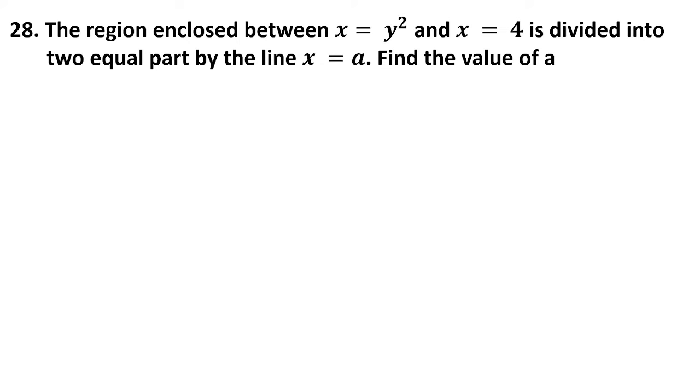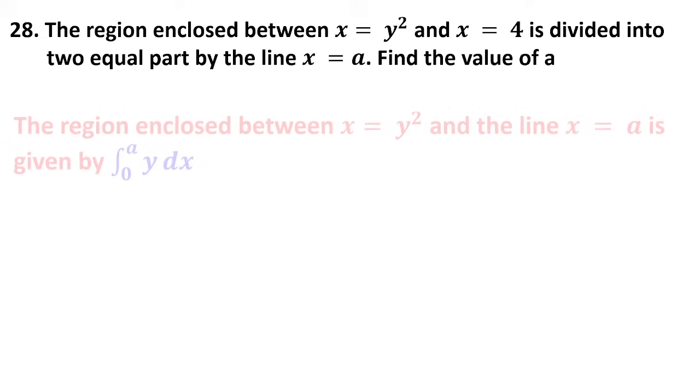Let us go to the next question. The area enclosed between x is equal to y square and x is equal to 4 is divided into two equal parts by the line. Therefore, 2 times this area is equal to the area bounded from 0 to 4. So that is the meaning.